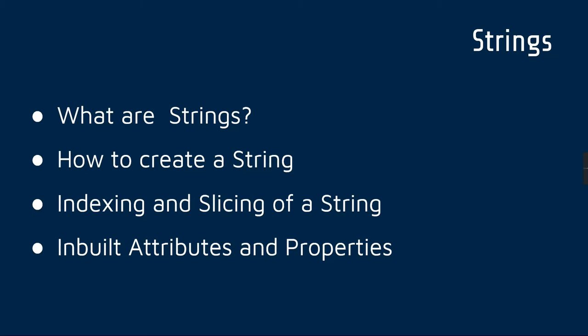So in this video we will look at how we can create a string, what the terms indexing and slicing mean, and what the inbuilt attributes, methods and properties are that are available to us in Python for any kind of data correction or data manipulation. So let's jump to a Jupyter notebook and see what exactly these things are and how we can perform them in Python.